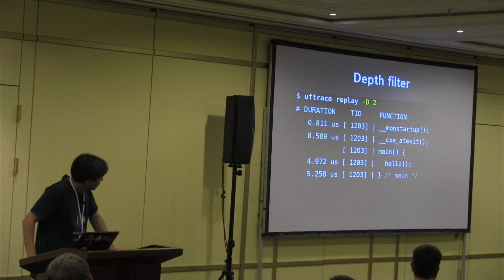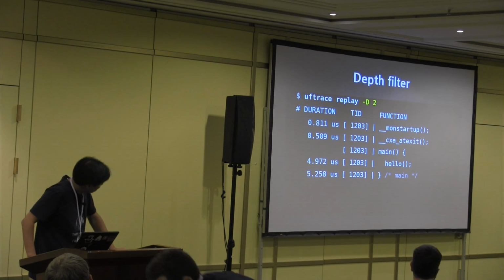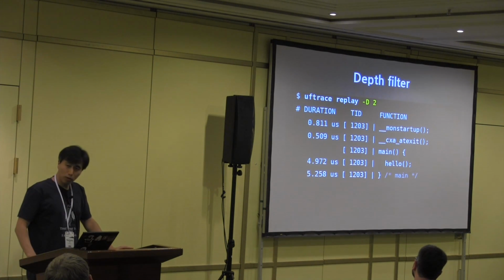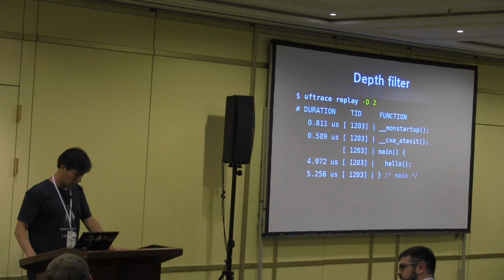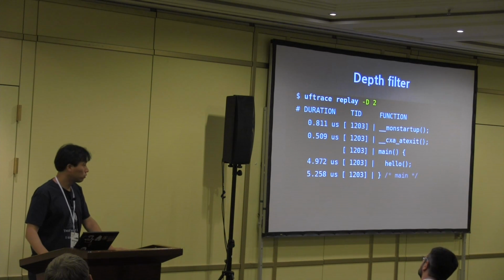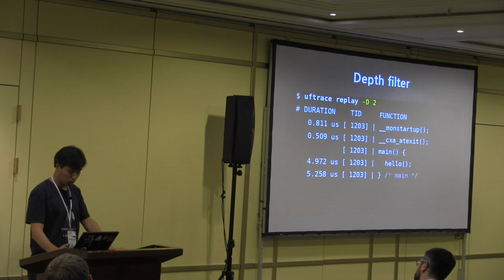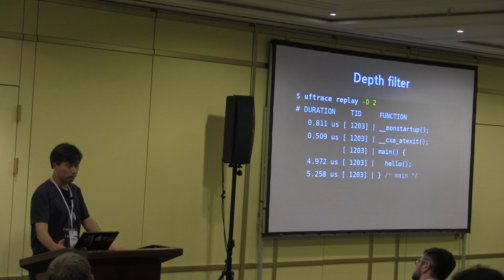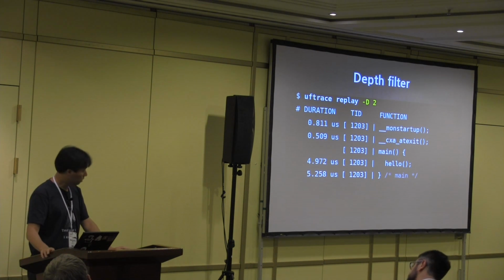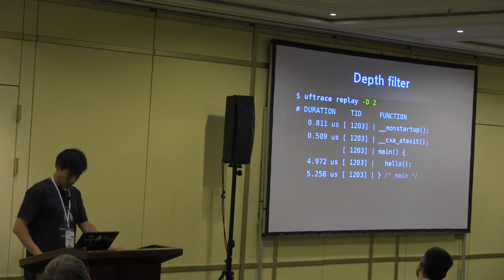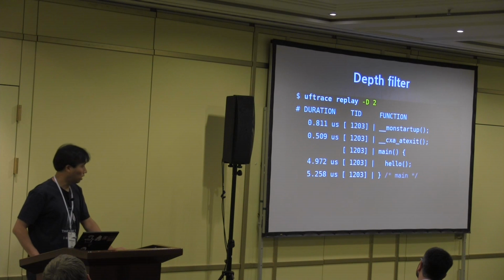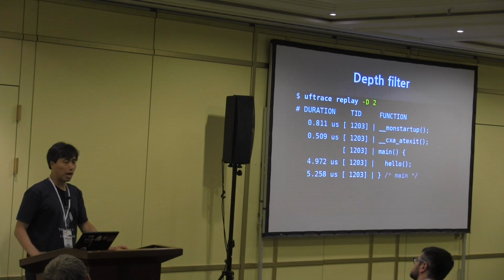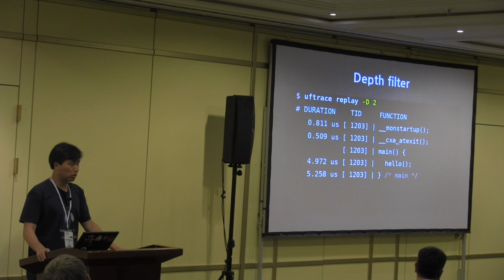Another type of filter is depth filter, which limits the function depth of the function call. And if you set depth of 2, it will just show the function calls at the top level, and functions directly called from the top level, and other functions. This can be useful to see a higher level of function execution.